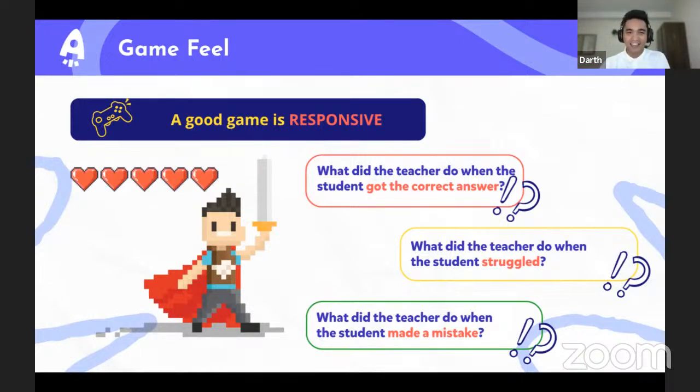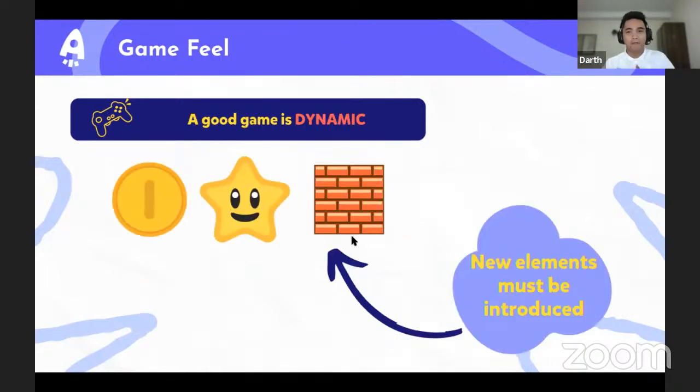All right. Now, let's continue. And let's get to another aspect of what makes a good game a good game. A good game is dynamic, right? It should keep things fresh and interesting to keep the students motivated.